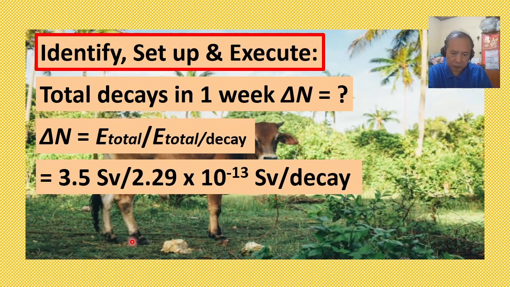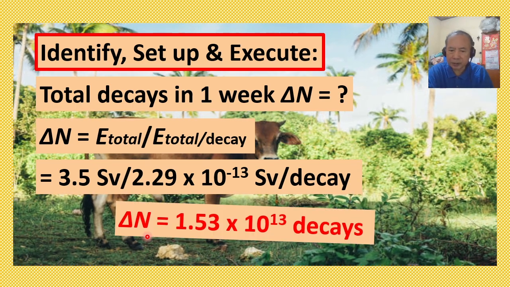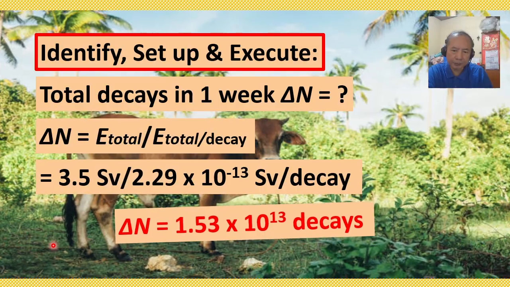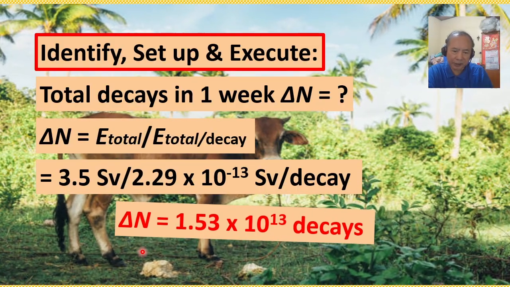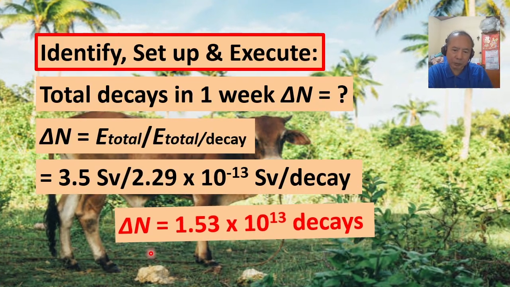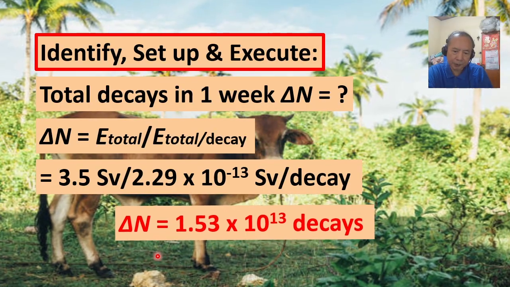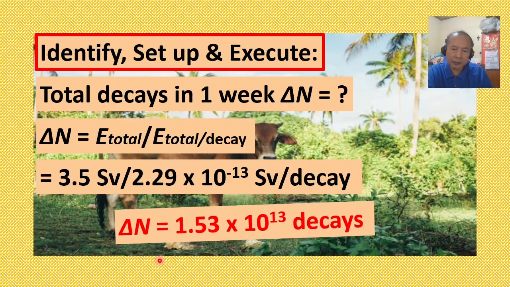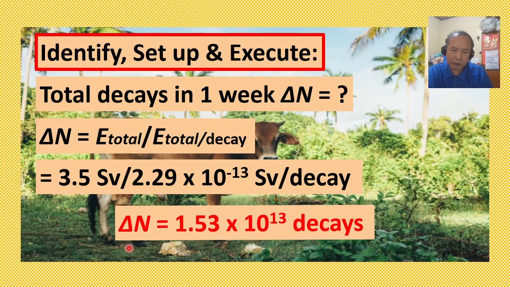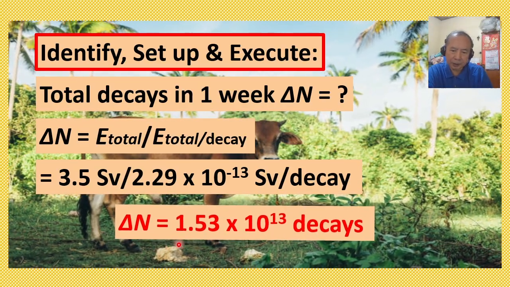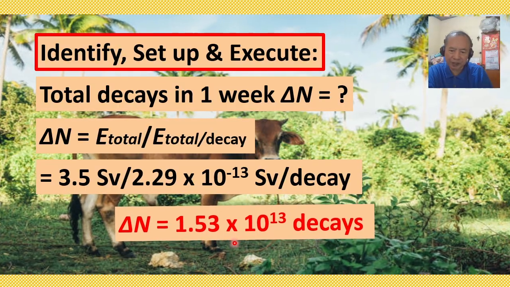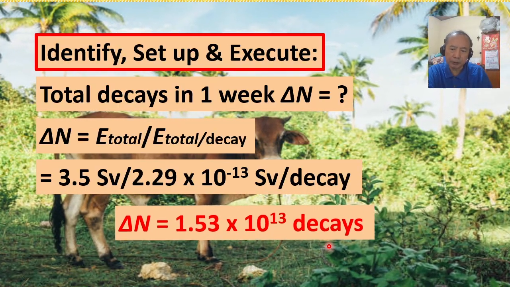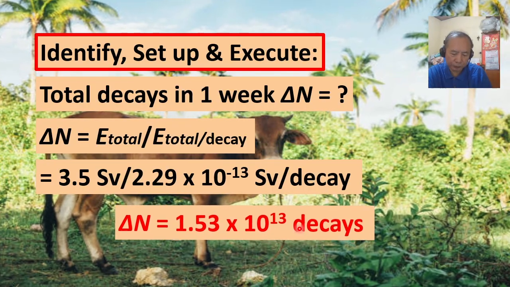So the result gives us the number of nuclear decays that the cesium-137 will have in 1 week. Delta N equals 1.53 times 10 raised to the 13th nuclear decays, or nuclear transformations.